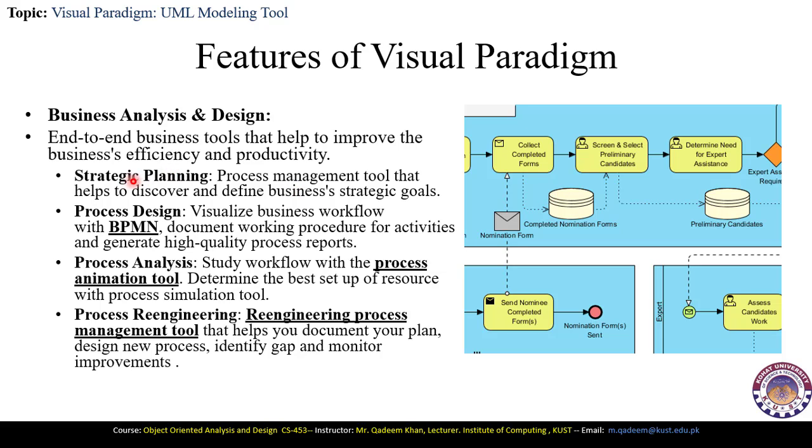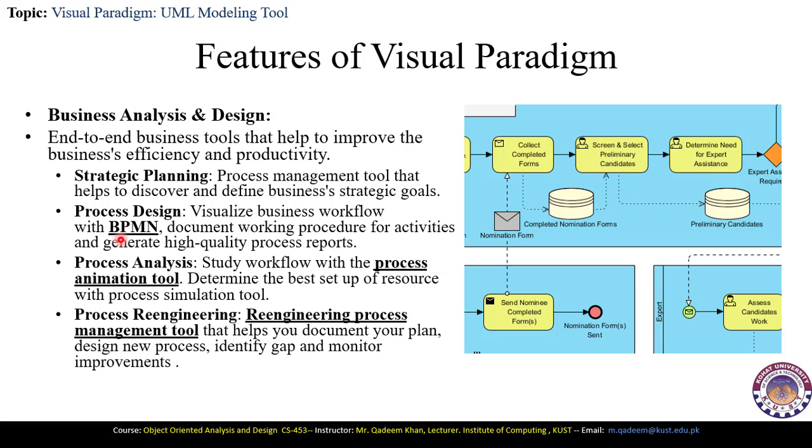So business analysis and design also includes strategic planning. Strategic planning is the process management which helps to discover and define business strategic goals, including cost benefit analysis and process design. When we want to perform a certain process, we need to design that process, and it provides a visualized business workflow for the business project. In fact, there are notations used for designing the business process.